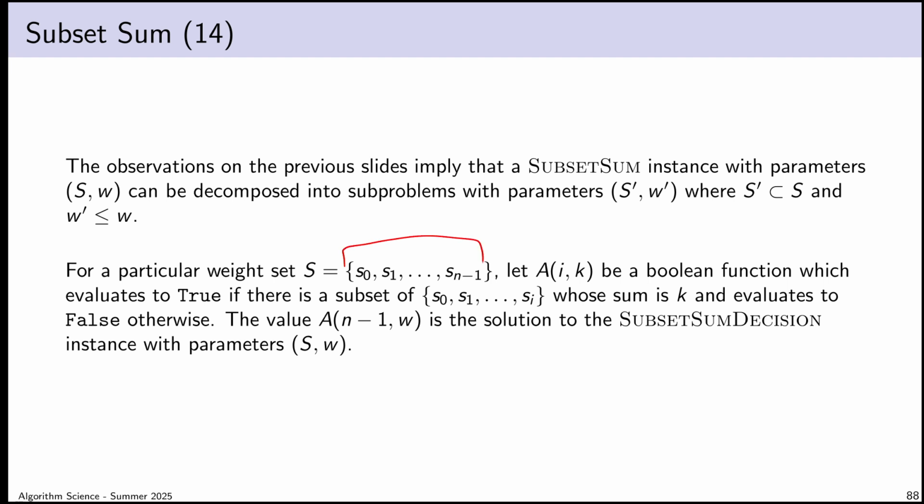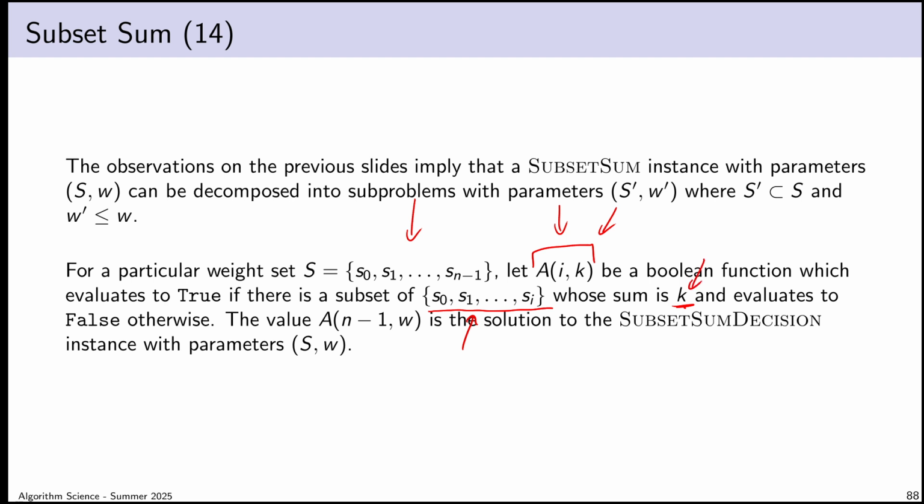Okay, so to formalize this, I'm going to start by saying, suppose you give me a set of weights S0 through S of n minus 1. I'm going to invent a Boolean function A of i, k, which will be either true or false, and we'll let it be true if there is a subset of S0 through Si which adds to k. So I've parameterized a sort of general version of the problem. You give me a set S of n weights, and you give me a goal sum W. I'm going to define a function A of i, k that enumerates a variety of different possibilities. I want to ask for a subset of S0 through Si whose sum is k.